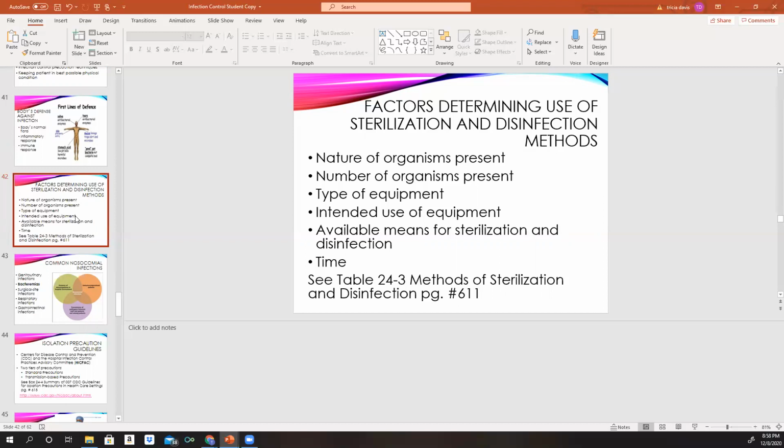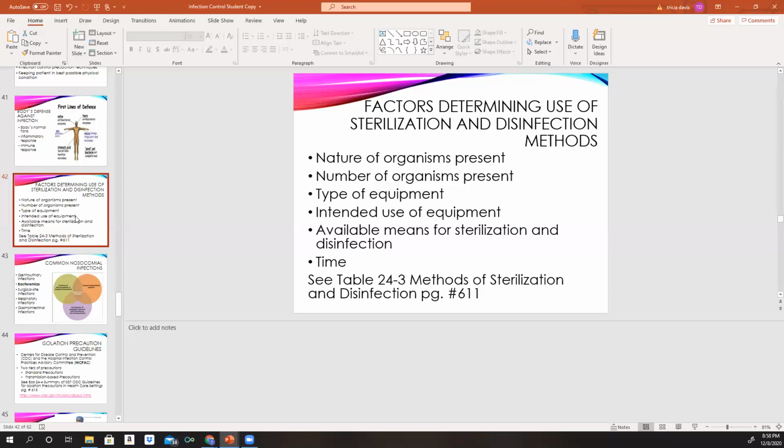So the next factor is the number of organisms that are present. The more organisms present on an item, the longer it's going to take to destroy them. Then we have the type of equipment. Equipment with small lumens, crevices, or joints requires special care. Certain articles that may be damaged by various sterilization and disinfection methods require special handling. Then there's your intended use of equipment. The need for medical or surgical asepsis influences the preparation and cleaning of equipment. In the home, it may be safer to use equipment and supplies that are clean, but most healthcare facilities use sterilized articles for patient care to help keep them safer.